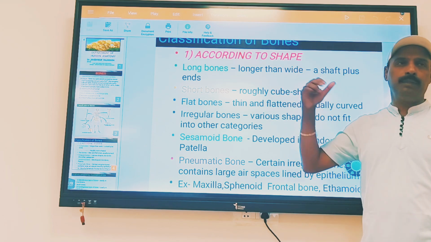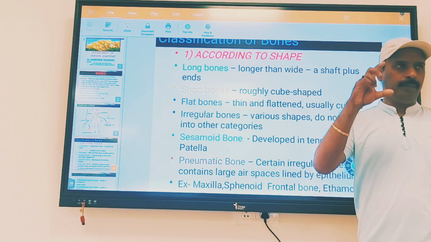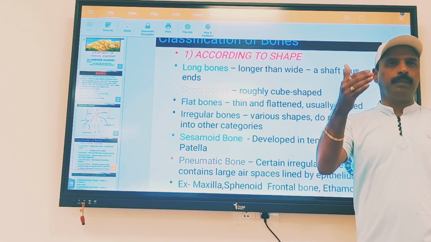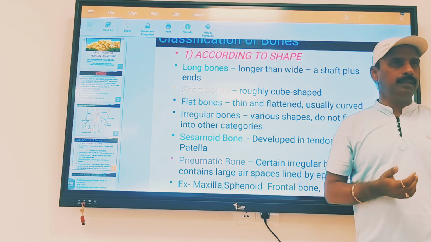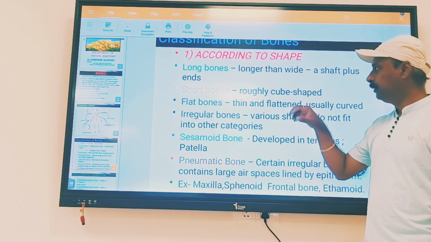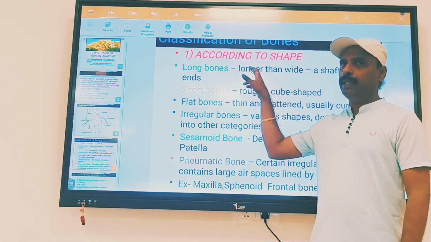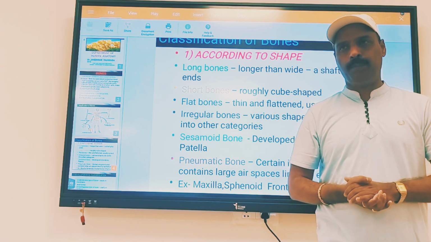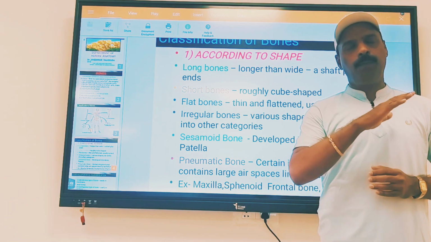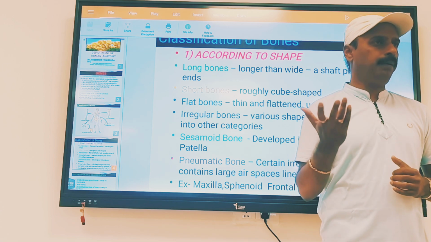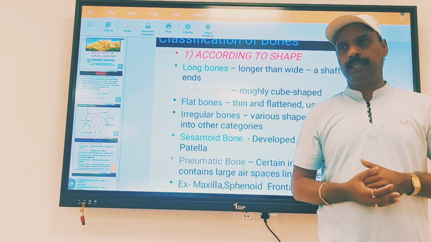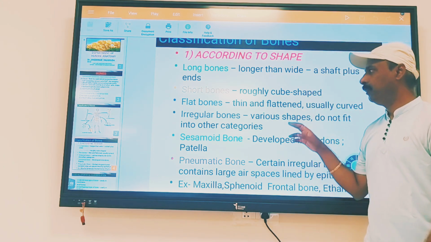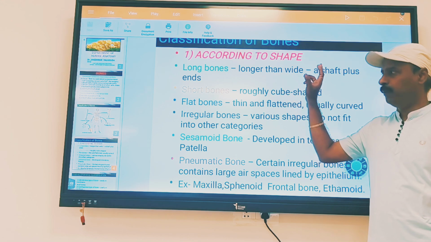But a long bone should have a shaft, and it should have two ends, the upper end and the lower end, or the proximal and distal ends. Examples: most of the upper limb and lower limb bones are long bones. You can go from the femur, then tibia, fibula, humerus, radius, ulna. These are the maximum examples of long bones which you have to remember.